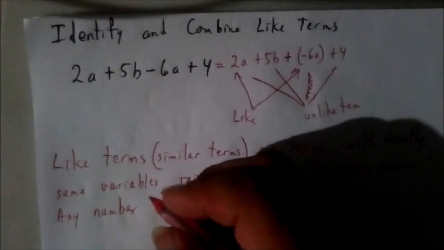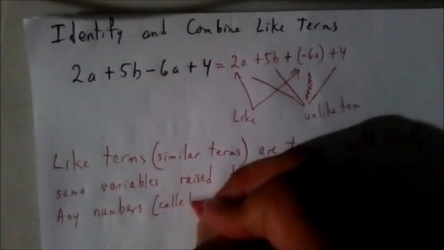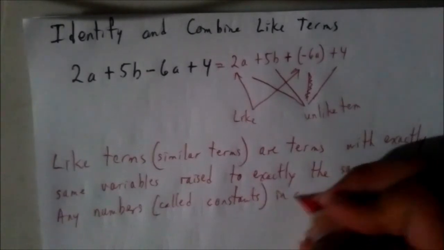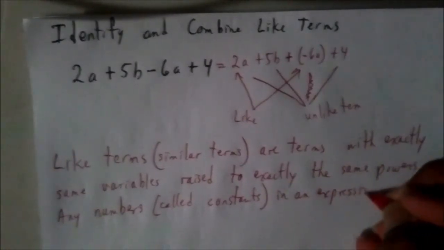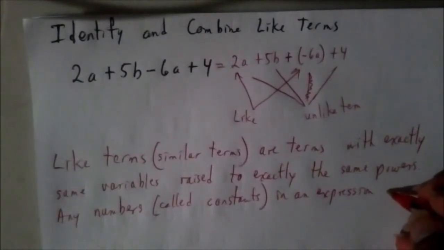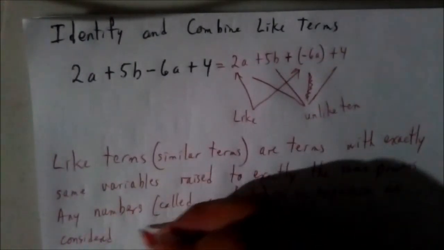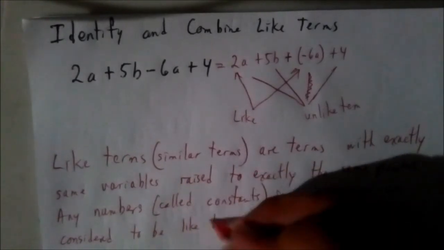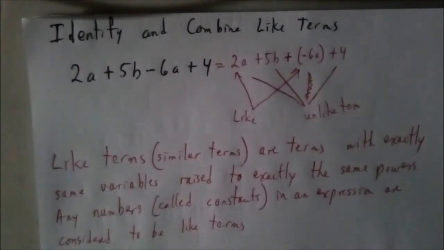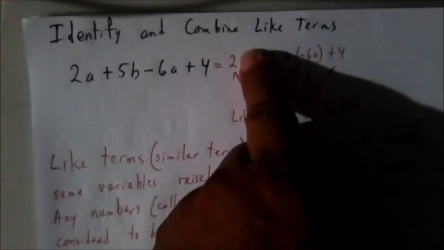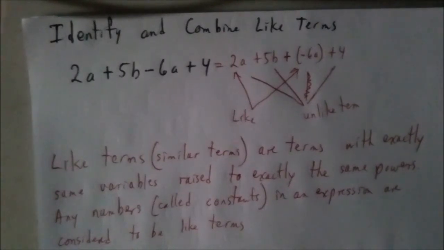Any number or numbers are called constants. So if a number is by itself, it's simply known as a constant or constants. In an expression, constants are considered to be like terms. What does that mean? It simply means that there can be numbers, just as we had 4 here. If we had only 2 here, then the 2 and the 4 would be like terms. Okay, so that's what we mean by like terms. So long as they're similar, then we can say that they are like terms.